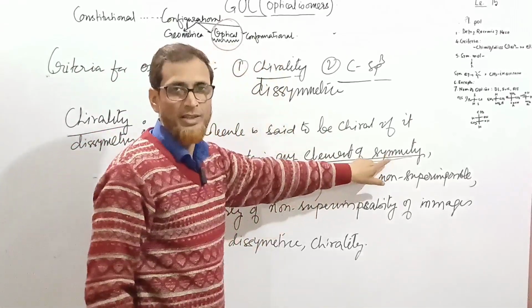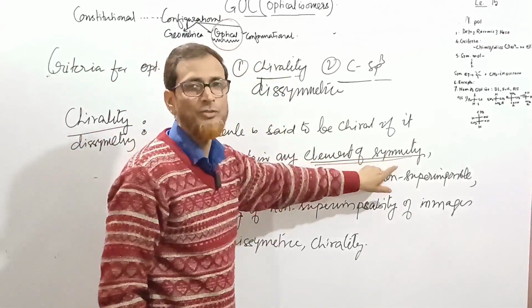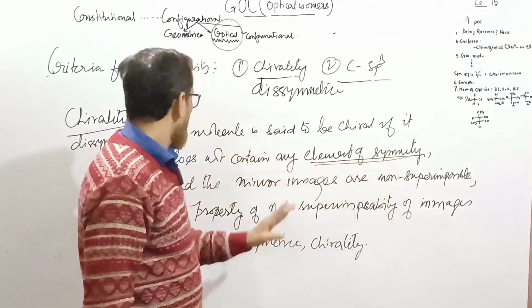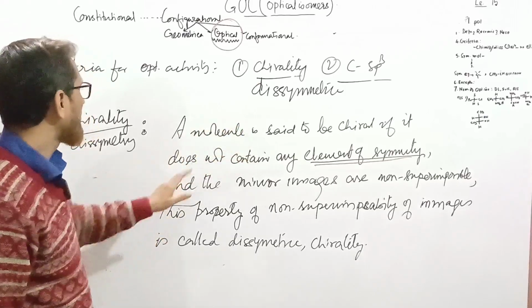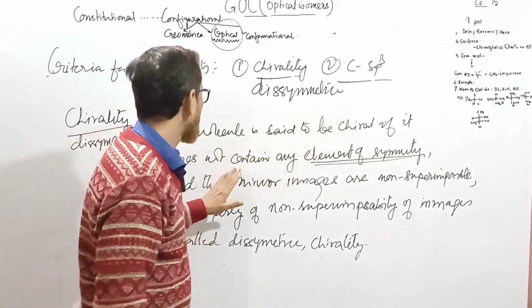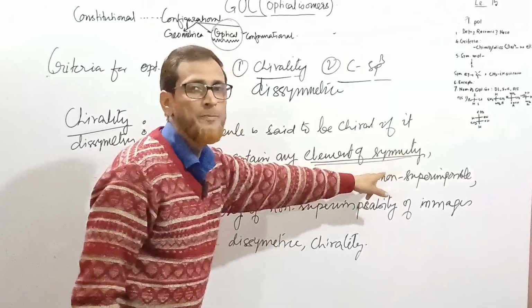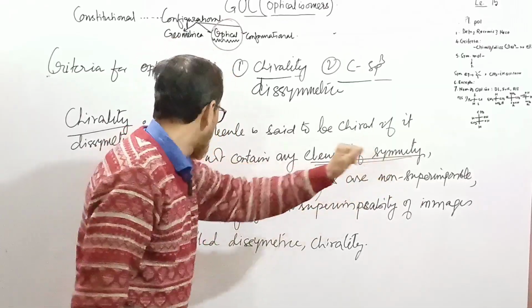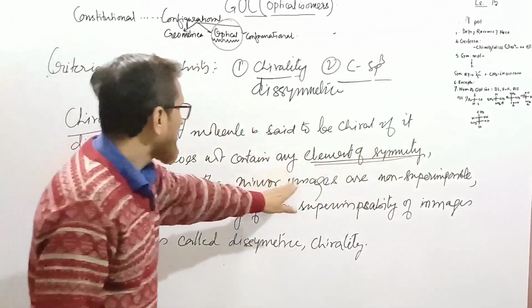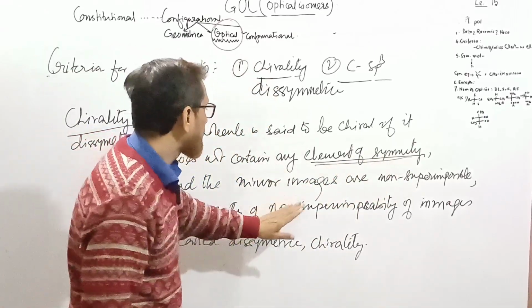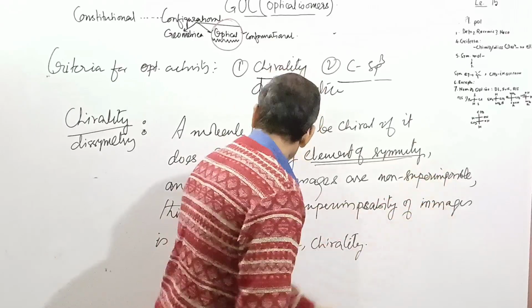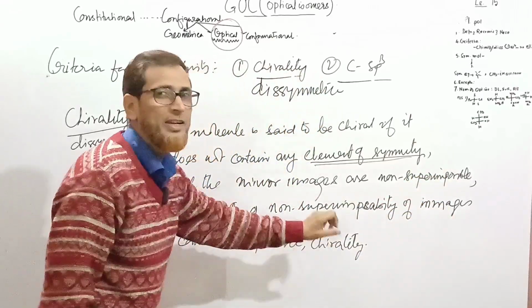So you must know what is symmetry and what are elements of symmetry. First of all, from the definition it is clear to us that a molecule is said to be chiral if it doesn't contain an element of symmetry. The molecule should not contain an element of symmetry, and the mirror images are non-superimposable. This property of non-superimposability of the mirror image is called chirality.